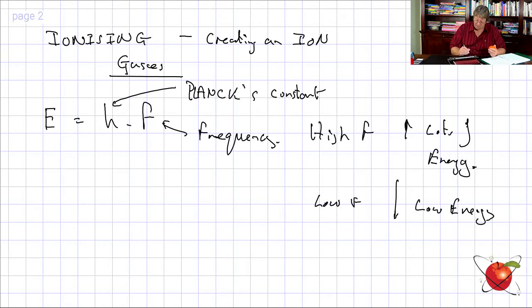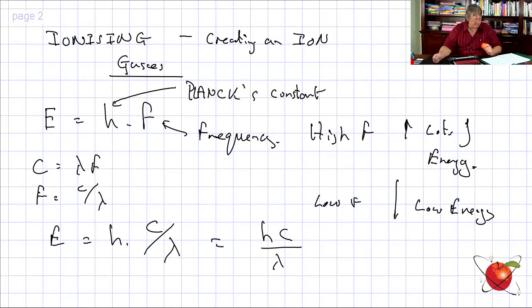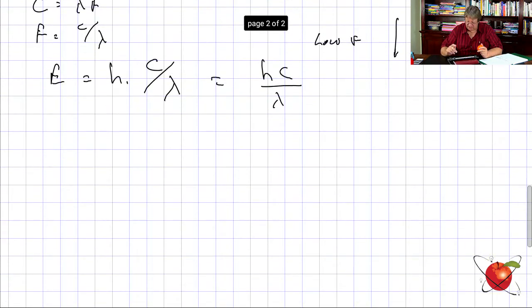Remember, you can also say c is equal to lambda f, therefore f is equal to c over lambda, therefore the energy of a photon, h times frequency, I can write as hc over lambda. You will see it in your table as hc over lambda. It's the same equation. You're only going to use these two equations currently. So now, this energy, let's just think about it.